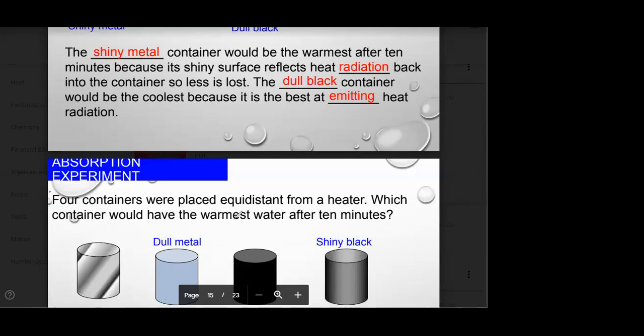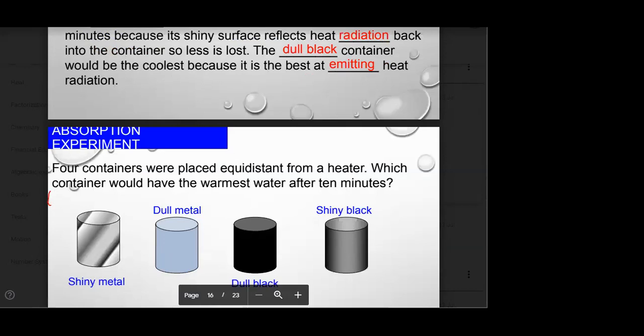Four containers are placed equidistant from a heater. Sir, the shiny metal will reflect, then how will it be warm? Okay, very good. So I can say that now the heat source is outside or inside? Outside. So the phenomenon of reflection will take place or absorption? Absorption. So, sir, dull black will be the hottest. Okay.